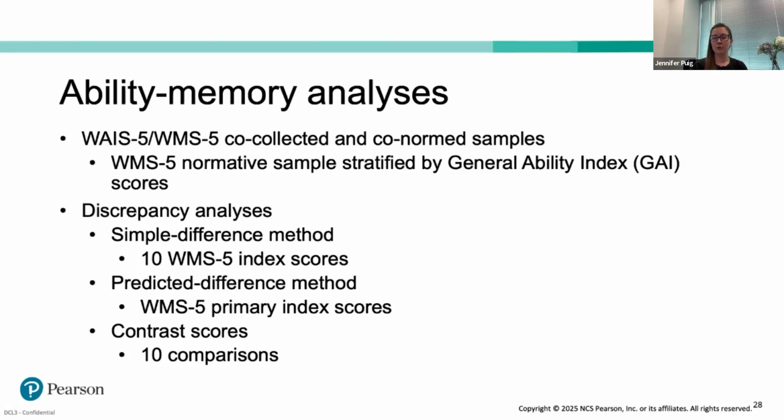10 contrast scaled scores are available for selected comparisons of the WAIS-5 composites and the WMS-5 indexes. The standard form features all the ability memory analyses on this slide. For the short and alternate forms, only the simple difference method is available for the index scores that are available on those forms.